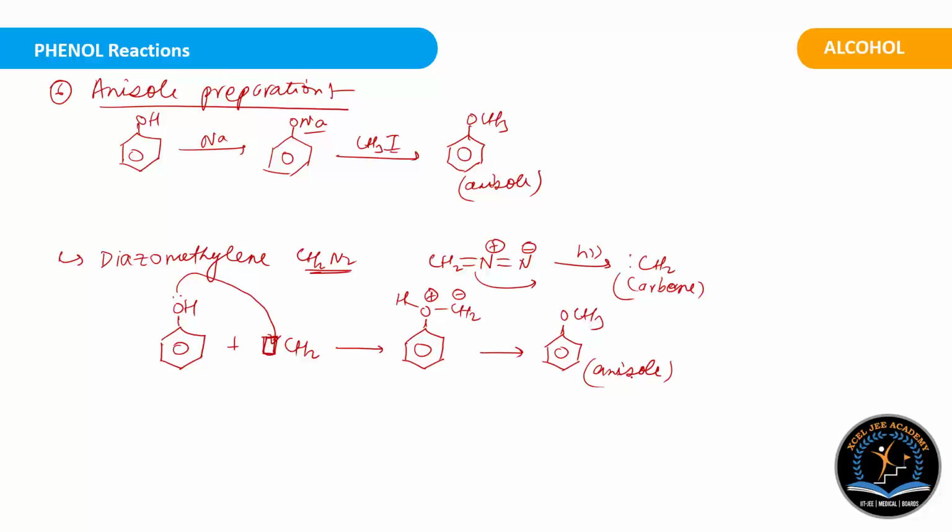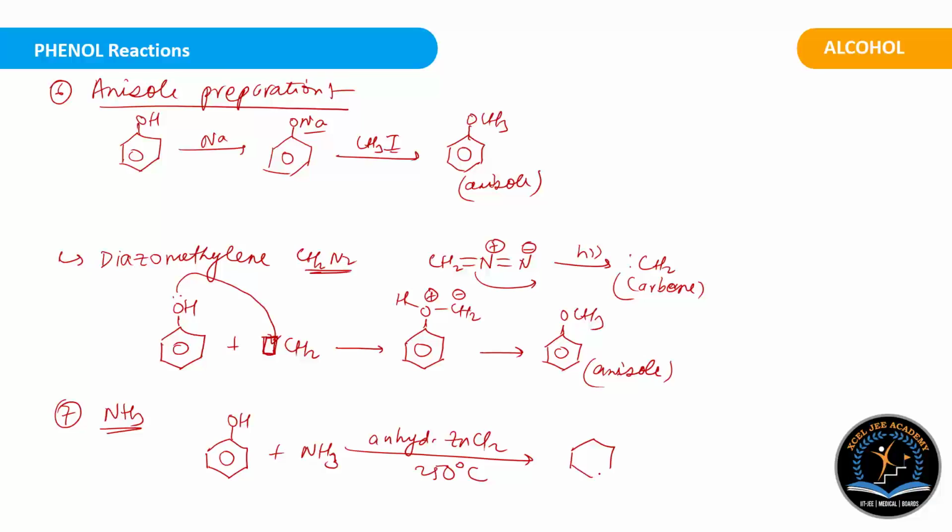The next reaction of phenol is with ammonia. Ammonia, as we know, is a base, and phenol, as we know, is an acid. So an acid reacting with a base, that is ammonia in this case, in presence of a reagent which is anhydrous zinc chloride, at a temperature of 250 degrees Celsius, is going to produce aniline, that is benzene connected to NH2, the formation of aniline by use of ammonia.